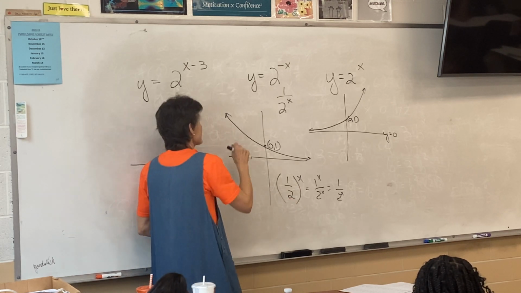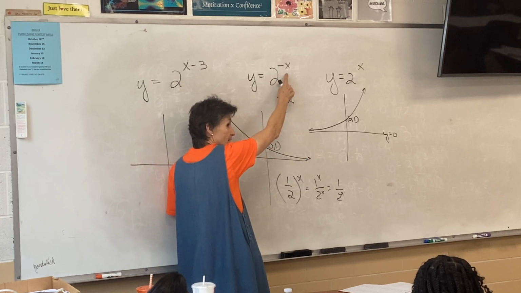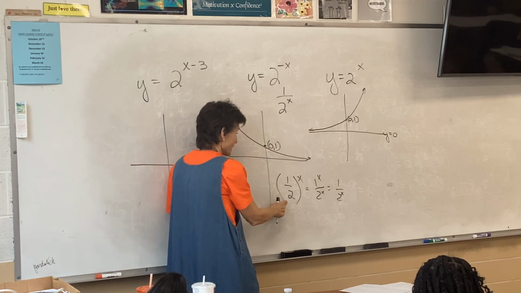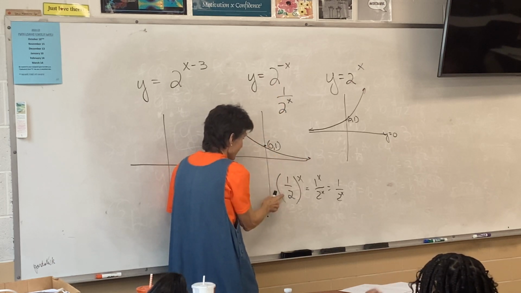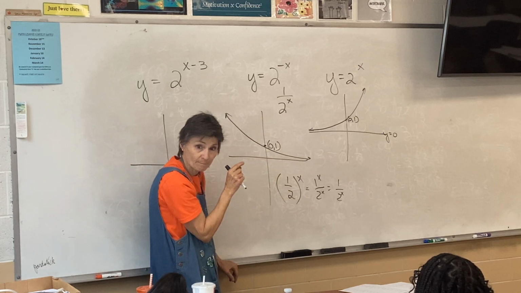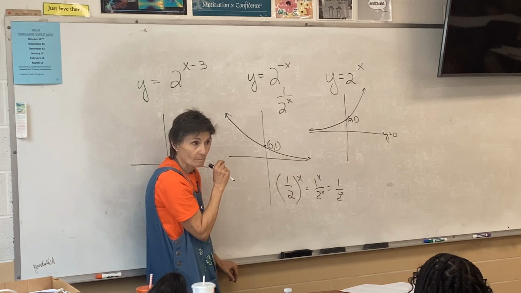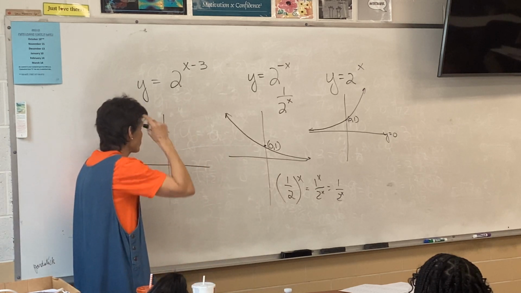Which means that not only am I decay if my exponent's negative, but I'm also decay, these are the same equation, if my base is a number less than 1. Okay, keep that stored somewhere.